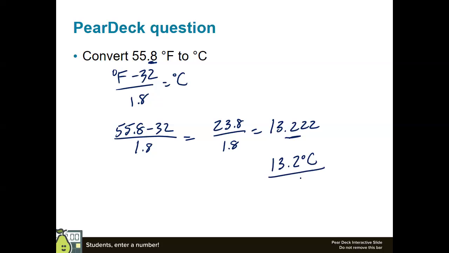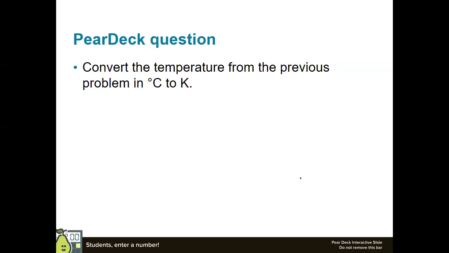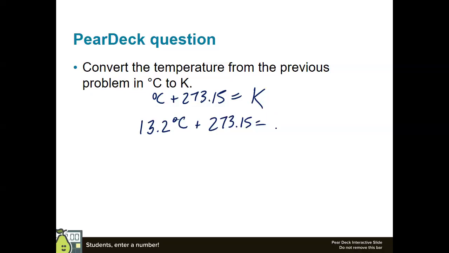Now, the second Pear Deck question that we skipped over asks us to convert that previous Celsius temperature into Kelvin. Remember that Celsius plus 273.15 is Kelvin. So going back to our previous, we had 13.2 degrees Celsius, and we're going to add 273.15 to that. So 13.2 plus 273.15, our calculator is going to give us 286.35.